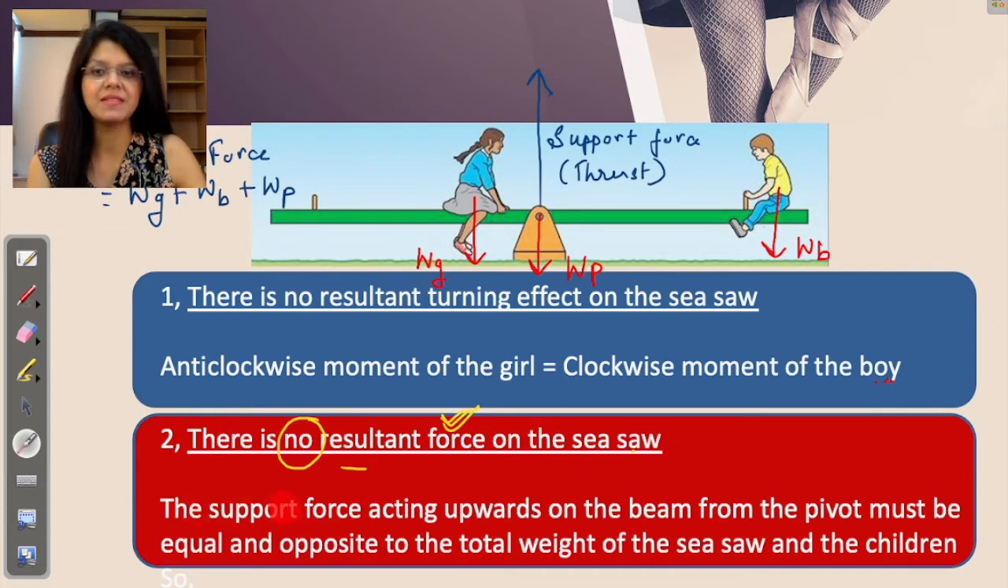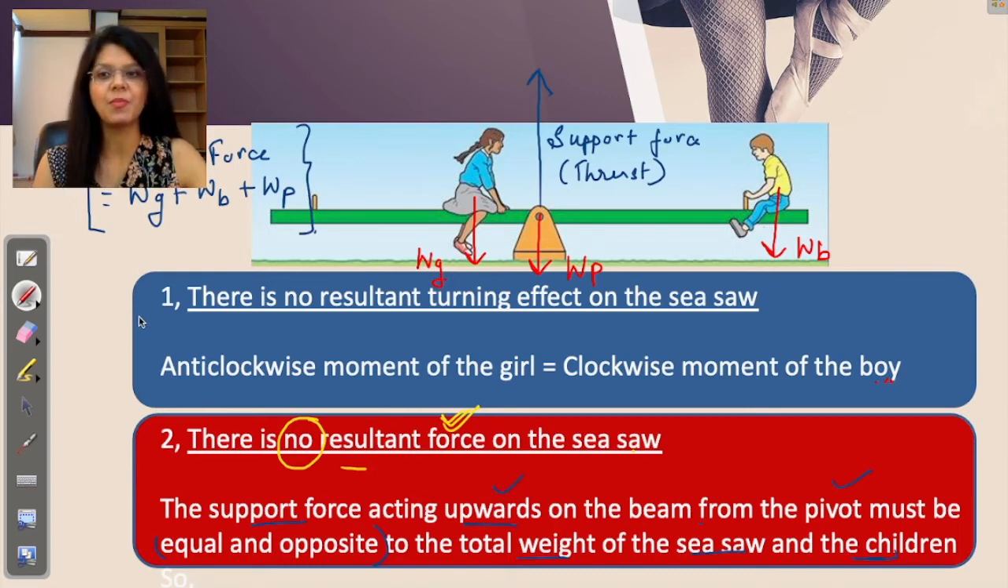Why? Because the support force acting upward on the beam from the pivot must be equal and opposite to the total weight of the seesaw and the children. This is exactly what we have written here. So both the conditions of equilibrium are fulfilled. There is no resultant turning effect. There is no resultant force.